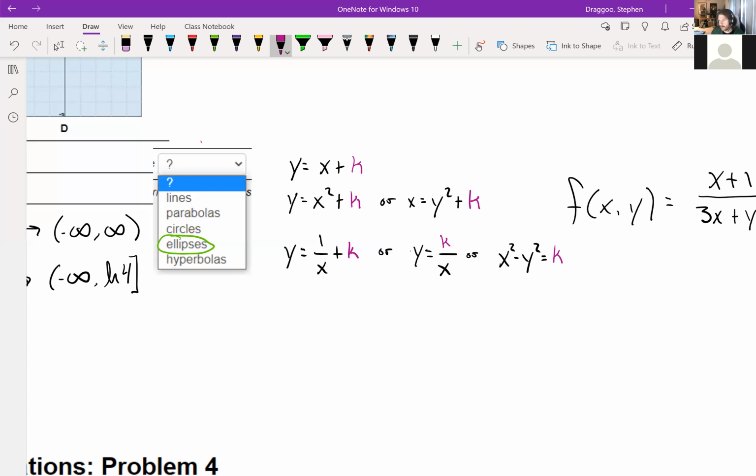So if they're square, usually that means we have linear asymptotes in our hyperbolic shape, as opposed to the non-square terms, where we have vertical and horizontal asymptotes in our hyperbolic shape.